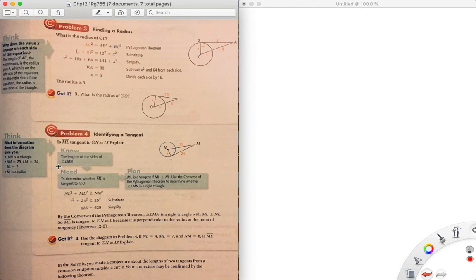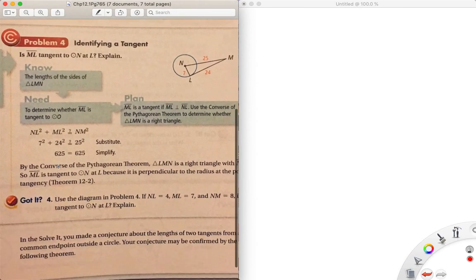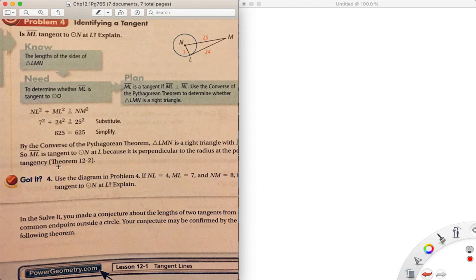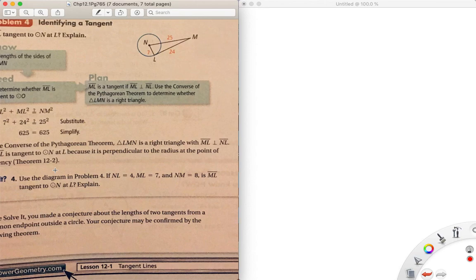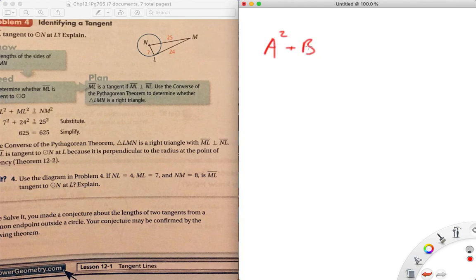Alright, so they want to know if it's tangent. They give us 3 sides of a triangle. They want to know if it's tangent or not. And the way that we know that it's tangent is that it fits the Pythagorean theorem. So that a squared plus b squared equals c squared. If they equal each other, then I know that the Pythagorean theorem holds true. Therefore, I know that it's a tangent line.